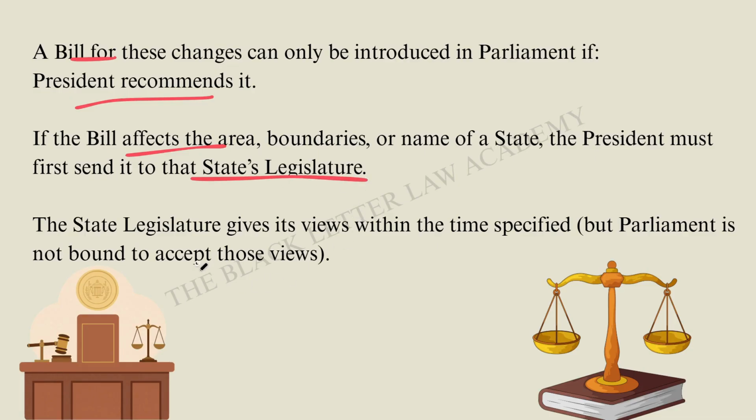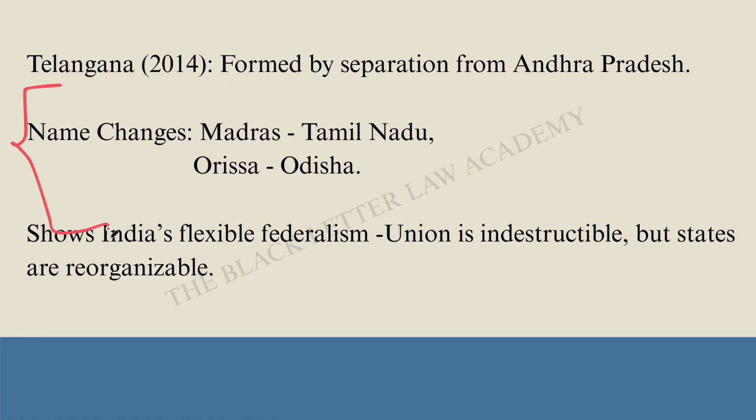The state legislature is given time to express its view, but remember this clearly. Parliament is not bound by the opinion of the state legislature. The state legislature gives its view within the time specified, but Parliament is not bound to accept those views. Okay, then Parliament may accept it, modify it, or completely ignore it. So, this is an example which we already discussed.